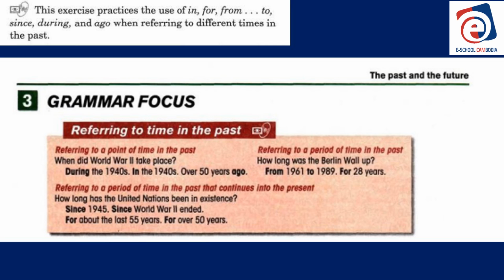So how long has the United Nations been in existence? Since 1945. Since World War II ended. Okay. How long have you lived in Cambodia? Since 1995. It means that's when I began living in Cambodia and I'm still living in Cambodia. Or you can say for about 28 years. Or for over 20 years. Okay, referring to time in the past.